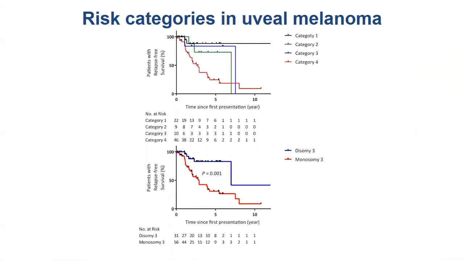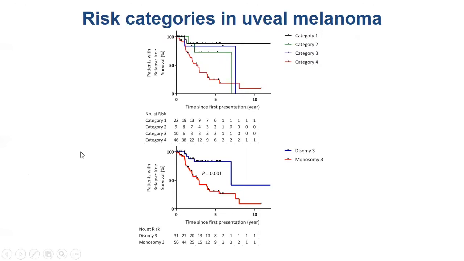The two sets of curves shown here graph the relapse-free survival statistics for patients based on the molecular category of the uveal melanomas, categories 1 to 4 at the top, or whether or not the tumors simply show monosomy for chromosome 3 at the bottom.